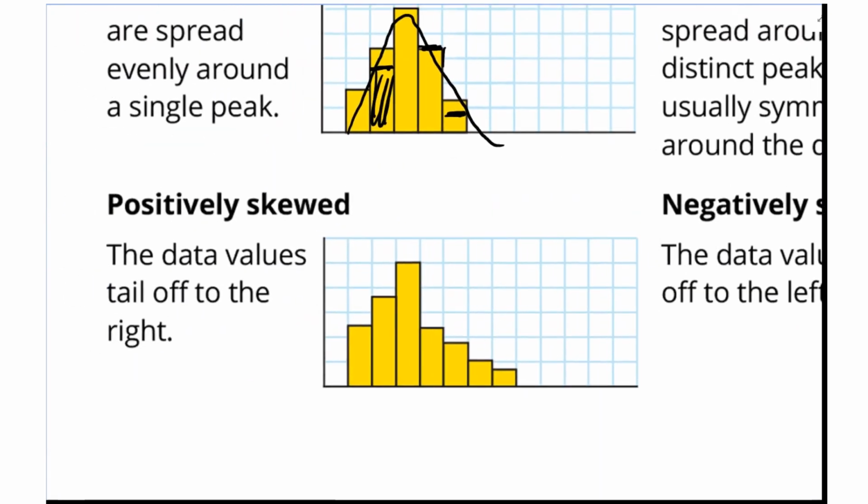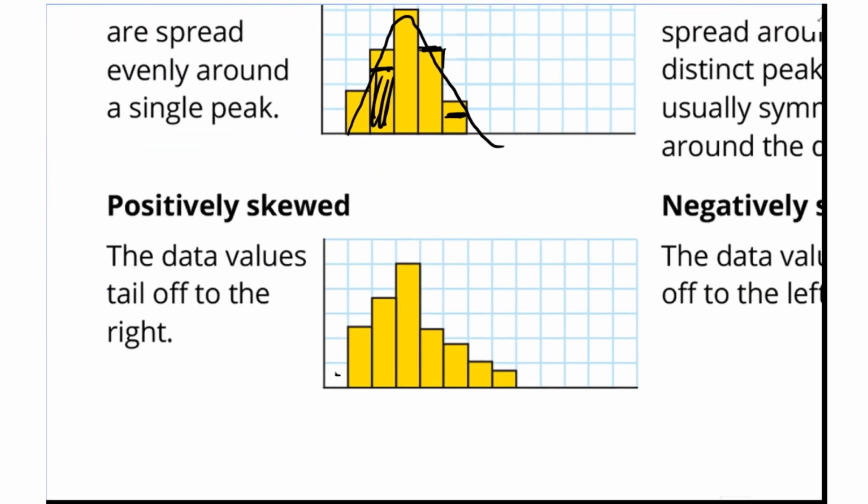Okay, positively skewed, we can see that the data's bunched up down at the more negative end, and then it tails off on the higher end of the data. So it tails off to the right, that's positively skewed.